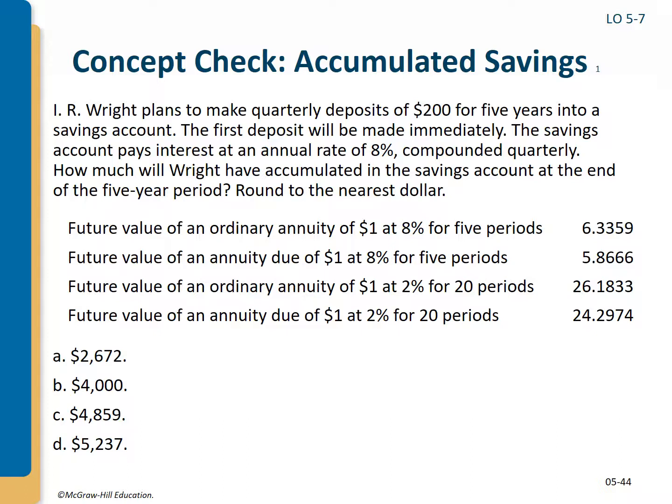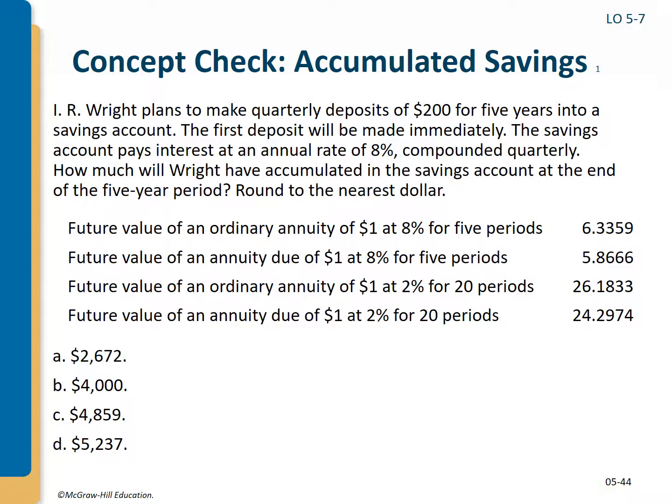Well, first of all, we know this is an annuity due, and we're trying to figure out, are we calculating present value or future value? Well, they want to know what it'll be at the end, so it's future value. So if you're using your table, you'll use future value of an annuity due. The payment is $200 a quarter for 5 years. So we need to calculate how many payments will be made, the N. 5 years times 4 a year, there'll be 20 payments. So N is 20.